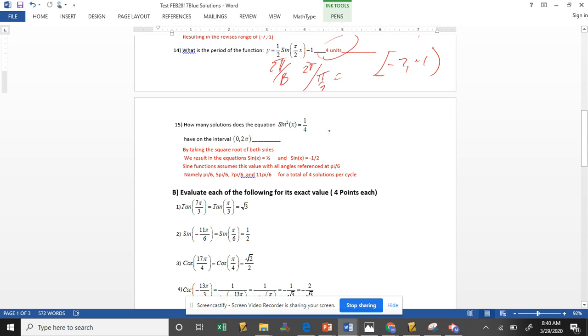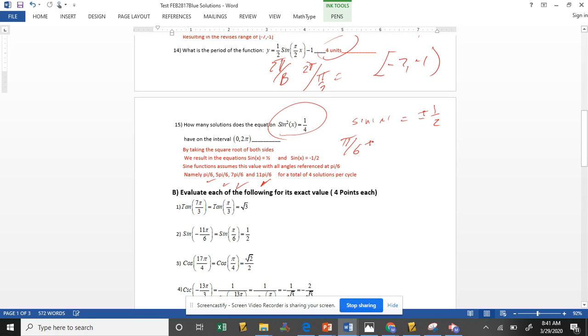How many solutions does the equation sine squared of x equaling 1/4 have on the first cycle? Well, if you take the square root, you get the sine of x equals plus or minus 1/2, which is at all pi over 6 reference angles. That's what it says here. That's pi over 6, 5 pi over 6, 7 pi over 6, 11 pi over 6.